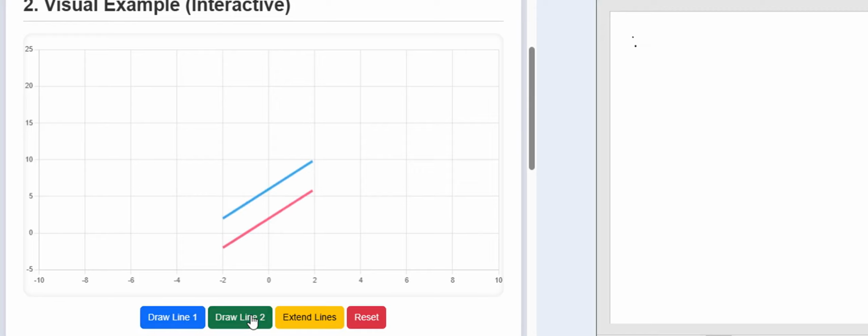Every time I extend these lines, they keep increasing, but they don't meet. You see, they never meet. So basically, parallel lines are lines that never meet regardless of how you extrapolate them. They'll never meet at any point. You see, like this. So they never meet.